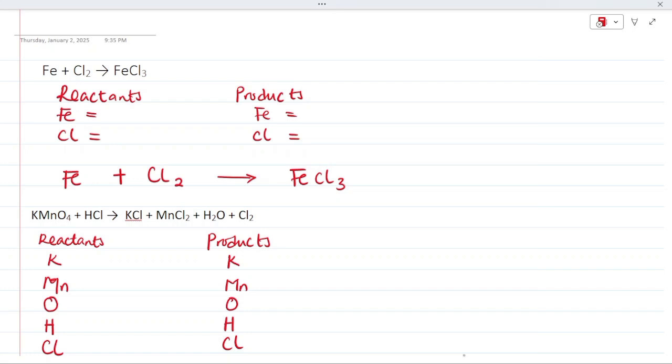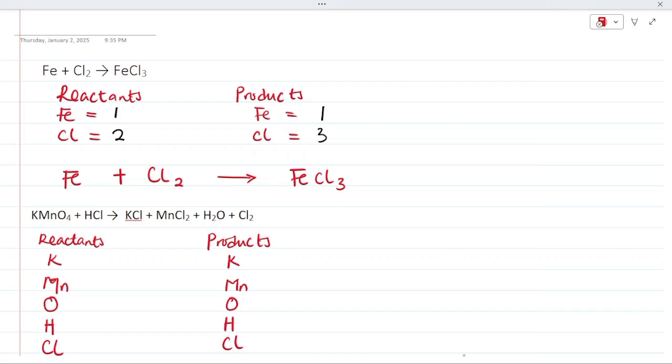First, what we have here is the reaction between iron and chlorine to form iron chloride, or some will say iron 3 chloride. So let's just balance it. Remember, we count how many atoms. We have 1 iron. We have 2 chlorine on the reactant side. On the product side, we have 1 iron. And we have 3 chlorines.